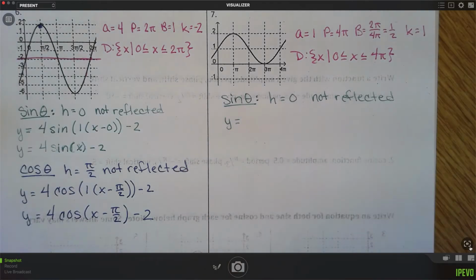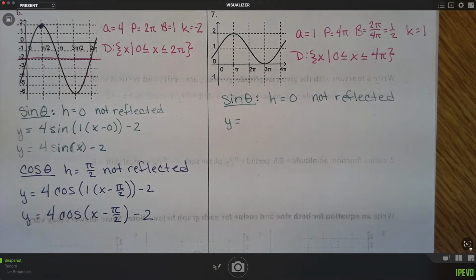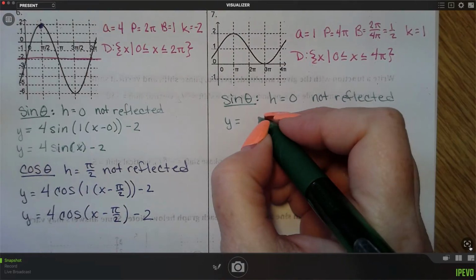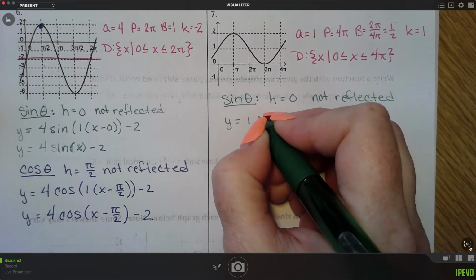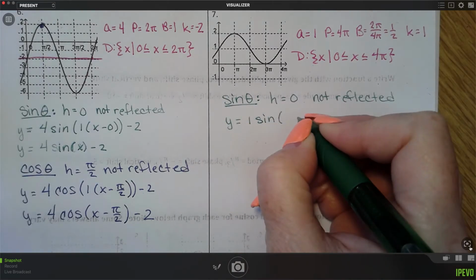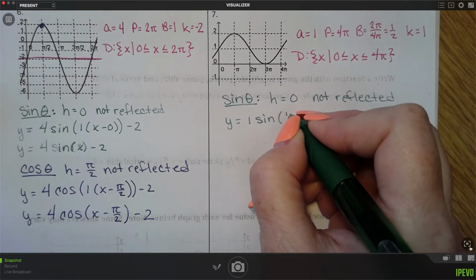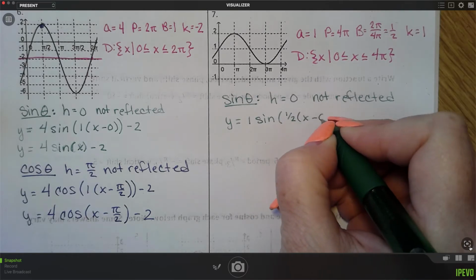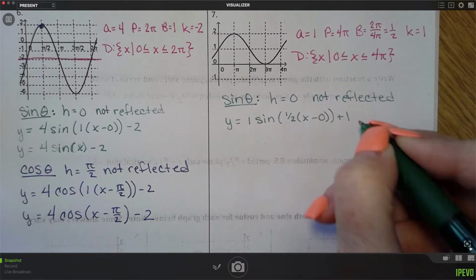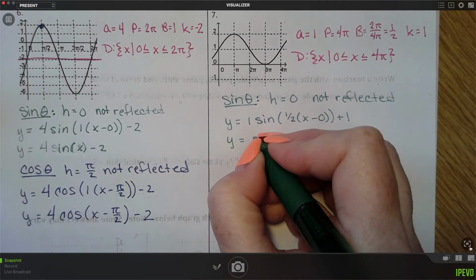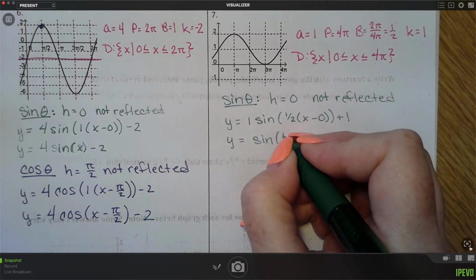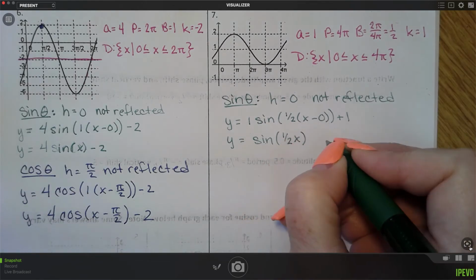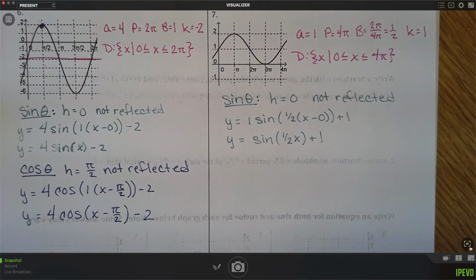And you do have to have a y equals. If you do not put a y equals, it's not an equation, is it? No. You could put f of x equals as well if you'd like, but most people will put y. You get y equals sine of 1/2 x plus 1.